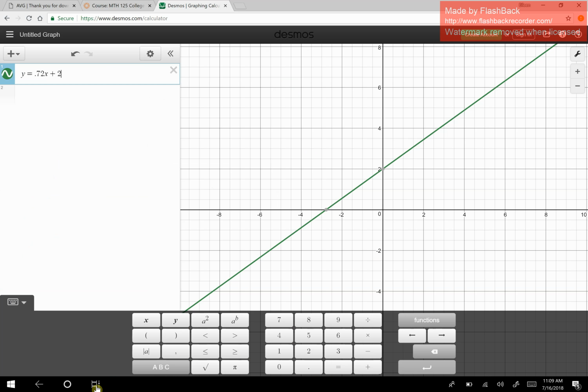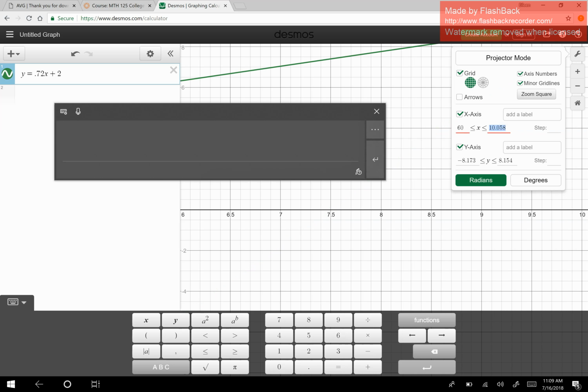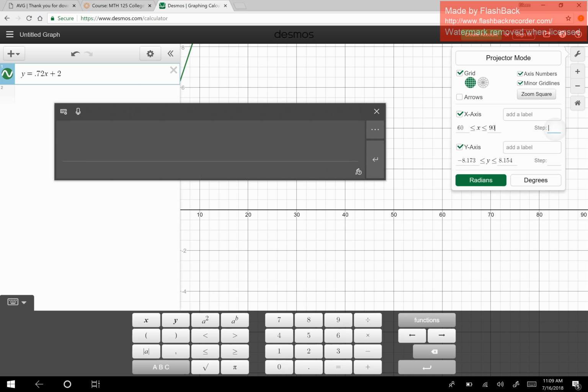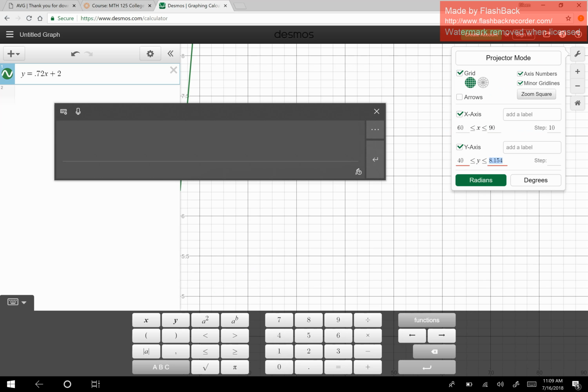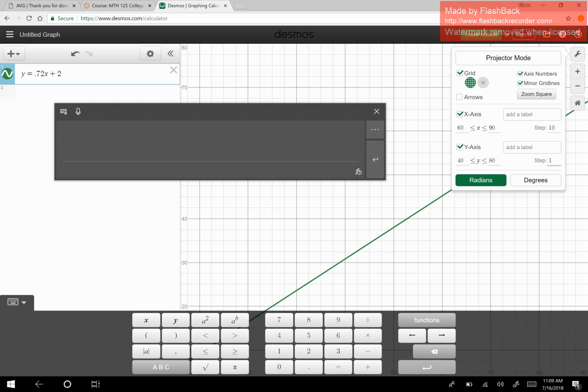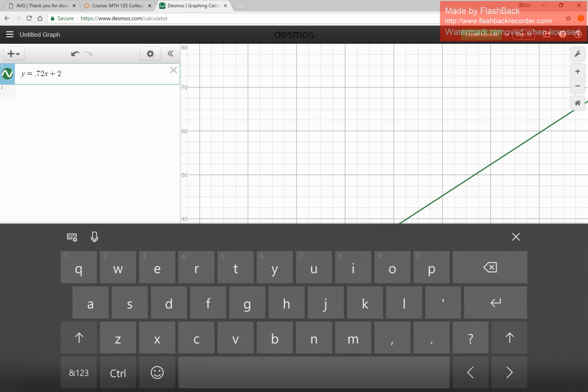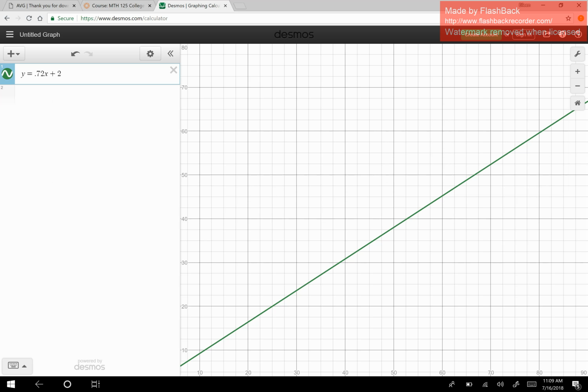So we're going to come into this little guy right here, graph settings, and we're going to look at it from 60 to 90 in steps of 10. So that's what that little function is here. And this one's going to be 40 to 80, again in steps of 10. Okay, so that's how to do this particular function here. And so let's get out of here. And so this is what we're looking at, okay? Steps of 10.